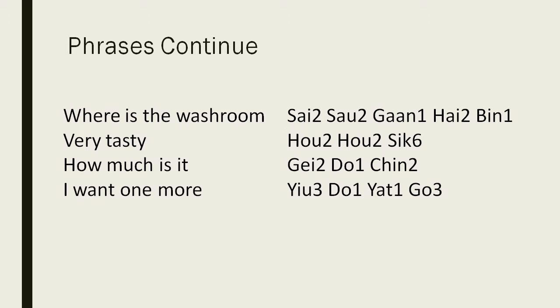Now notice that I didn't include the word I in this phrase, but if you want to, you could. So if I include the word I, then I would say 我要多一個. Now what happens if I want to say I want one more please? I want to be more polite in this case, right? Then I would add the word goi at the end. So I want one more please, I would say 我要多一個,唔該.